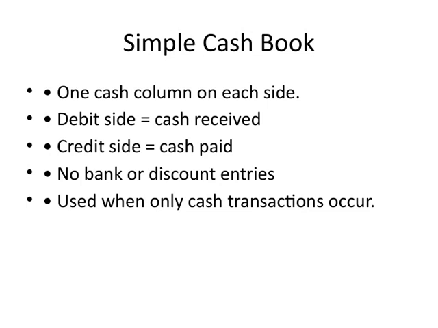All right, let's take a closer look at the simple cash book. Essentially, it features just one cash column on each side, so a debit side and a credit side. The debit side is where we record cash received, while the credit side shows cash paid out. It's quite straightforward in that respect. Another important point is that it doesn't include any bank or discount entries. This means it's purely focused on actual cash transactions. No banking details or discounts are recorded here.